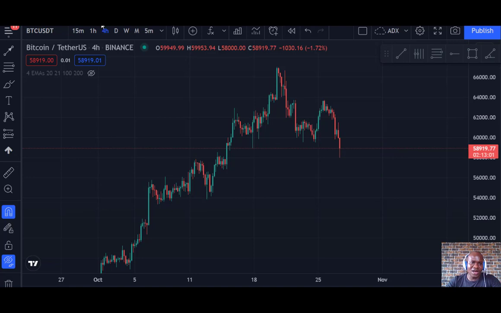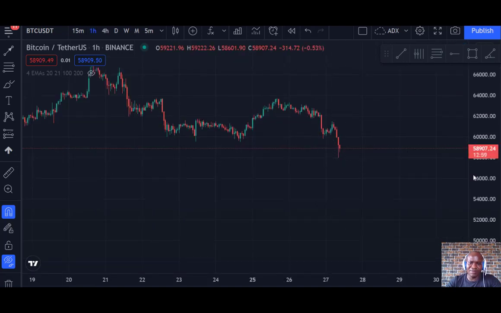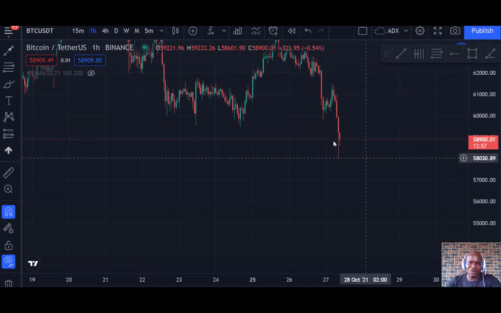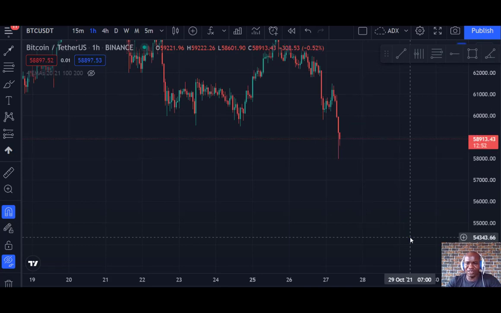Okay, so you can go to 1 hour and wait for this correction, because definitely the market is going to correct at this point. It's going to correct. So as it's correcting, just wait for that break, and be able to take the next trade downwards.